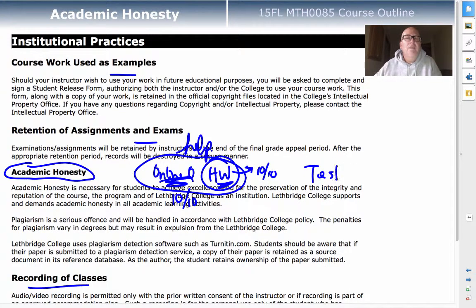Coming test time, that's when you don't get help. You are on your own to write your exam. So don't try and look at somebody else's exam. Don't let anybody look at your exam. The tests are where I'm wanting you to show what you know and what you've learned that semester.